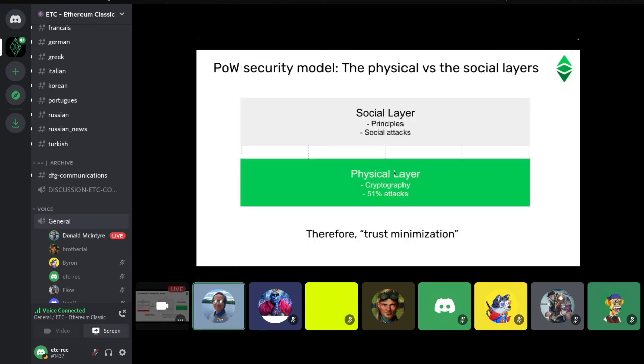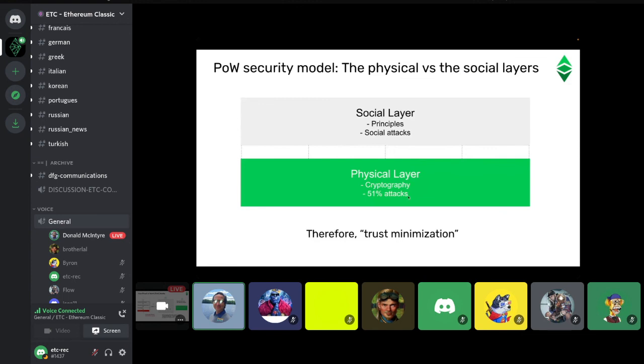Finally, I just want to clarify something. This is the end of part 1 of the course. The proof of work security model has a physical layer and a social layer. So this is why it's not 100% bulletproof. This is very important to understand.